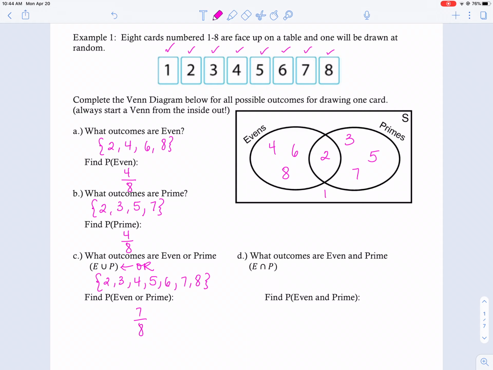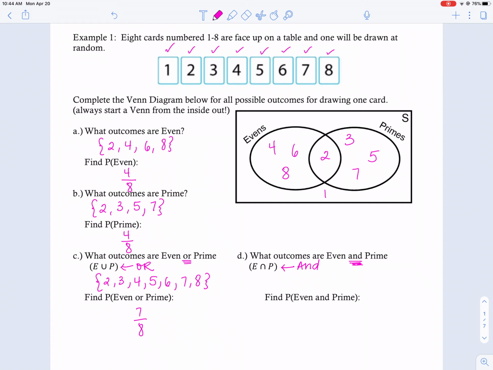What outcomes are even and prime? Okay, so really big difference: or versus and. And notice how your little symbol switched. It originally looked like a U or a horseshoe. That represents or. When it's the other way, this represents and. To me, it almost could be an A without your little line making the A. So that's a good way to remember it.